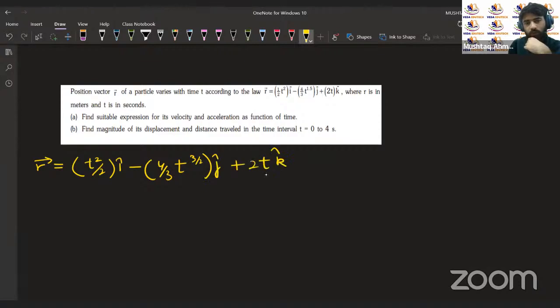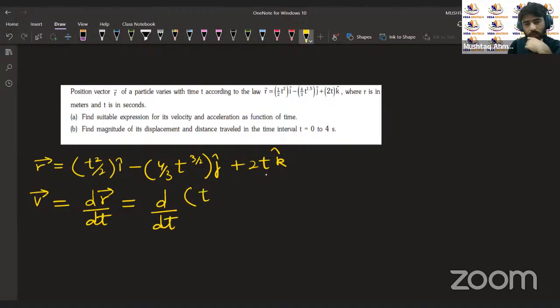So this is the position vector of a particle, where r is in meters and t is in seconds. Find suitable expressions for its velocity and acceleration as a function of time. We know that velocity is equal to dr/dt, and we'll differentiate this position vector with respect to time.